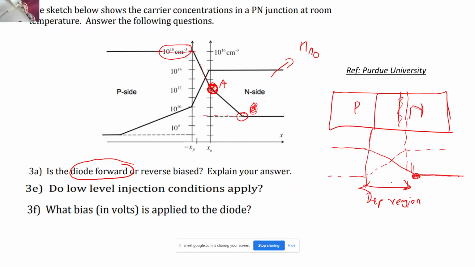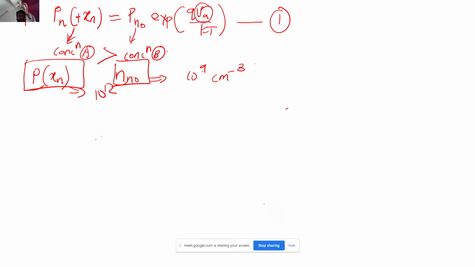Now what is the value of N of N naught? See, the N side concentration of electrons has been given over here. So what is the value? 10 to the power 14, correct? What I had written was 10 to the power 9. I just wrote it to confuse you guys, but it was actually 10 to the power 14.